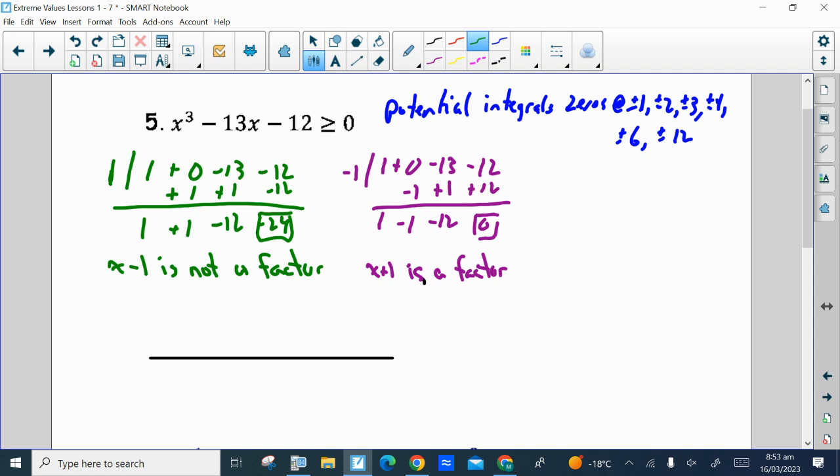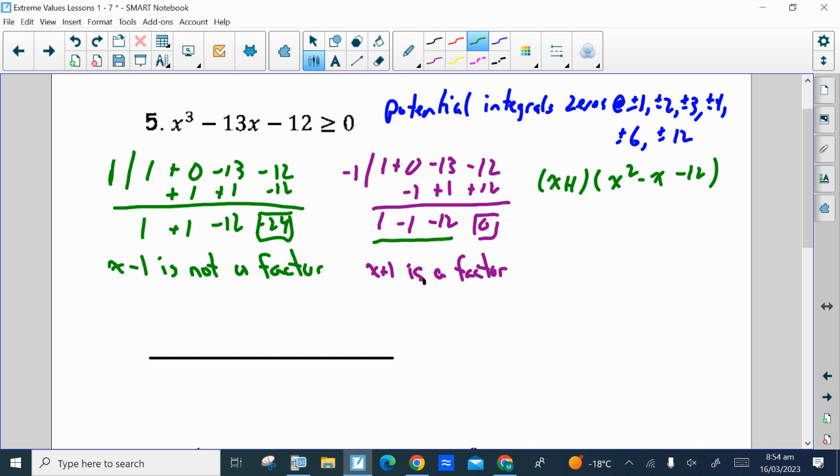But this also gives us a quadratic factor. If x plus 1 is one factor, these three numbers give us the coefficients of the quadratic factor. In this case, we divided a third degree by a first degree polynomial. That'll give us a second degree polynomial. And again, these three numbers at the bottom give us the coefficients of the terms of that quadratic factor.